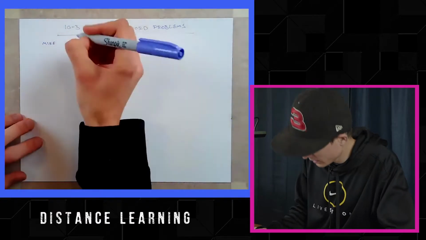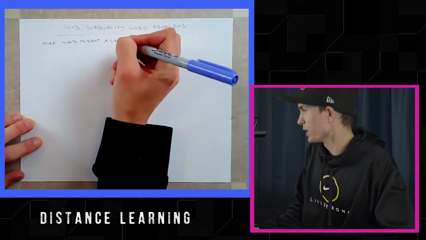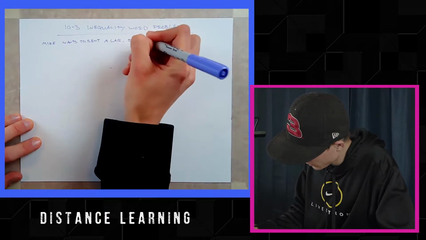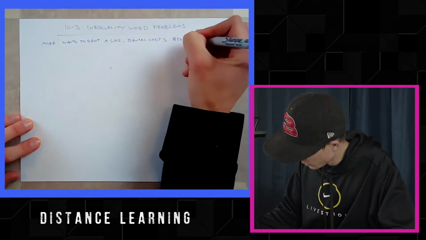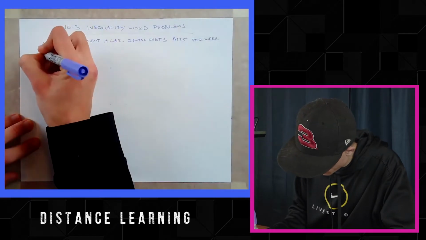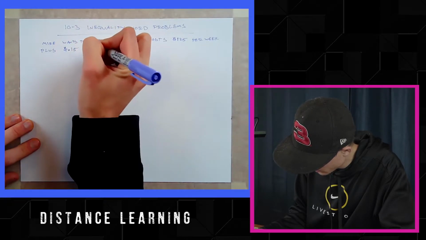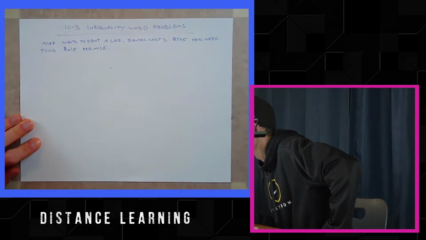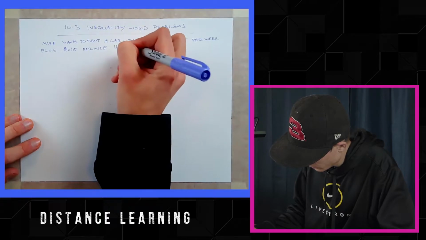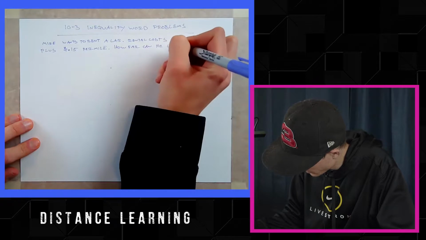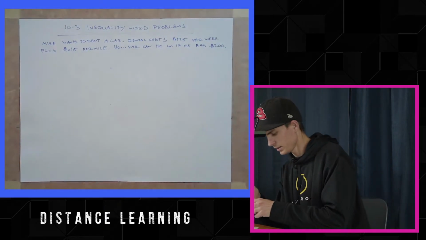Alright, so the key information says Mike wants to rent a car. We don't care why. The rental costs $125 per week, plus 15 cents per mile. How far can he go if he has $200? I paraphrased that a little bit there.